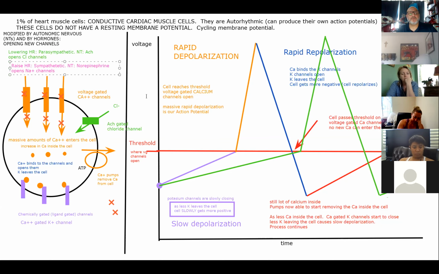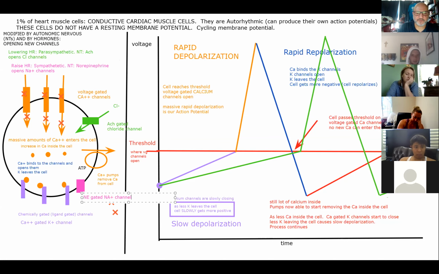So now we have a new channel. This new channel is a norepinephrine gated sodium channel. And when that norepinephrine binds to it, which way is sodium going to flow through this channel? Into the cell. Excellent. So sodium is going to rush into the cell. Sodium enters the cell.